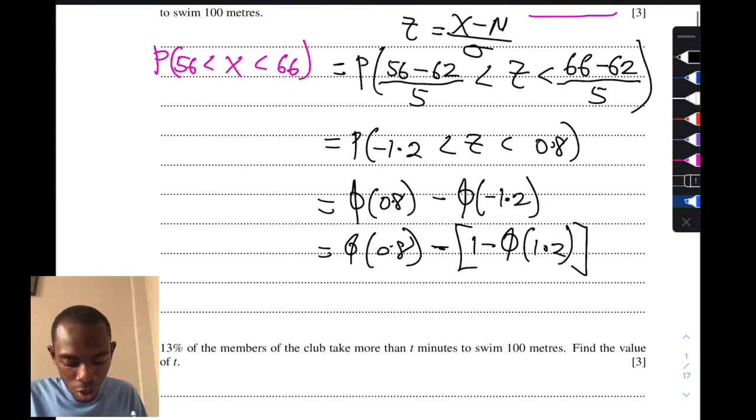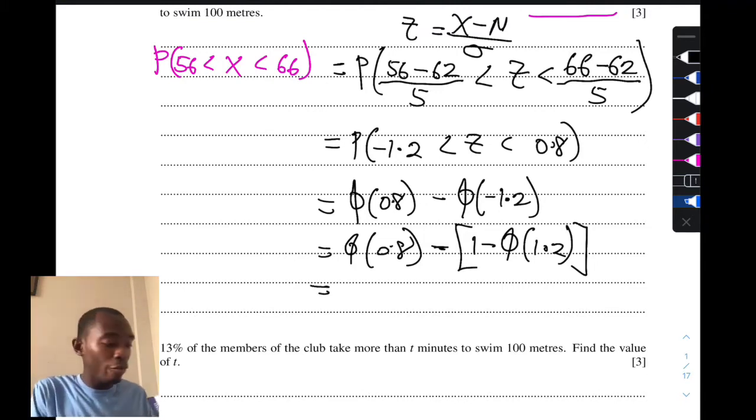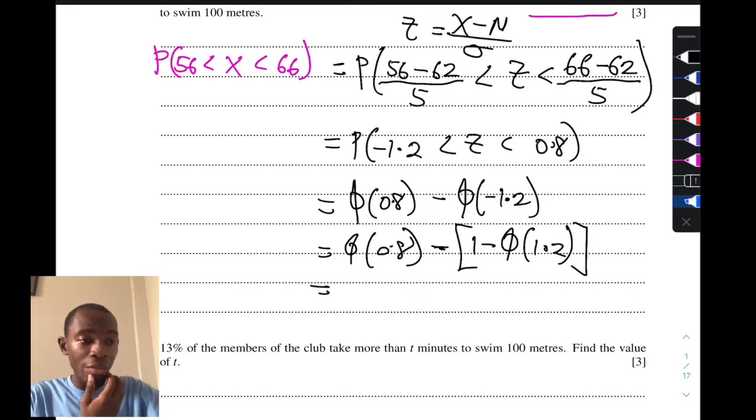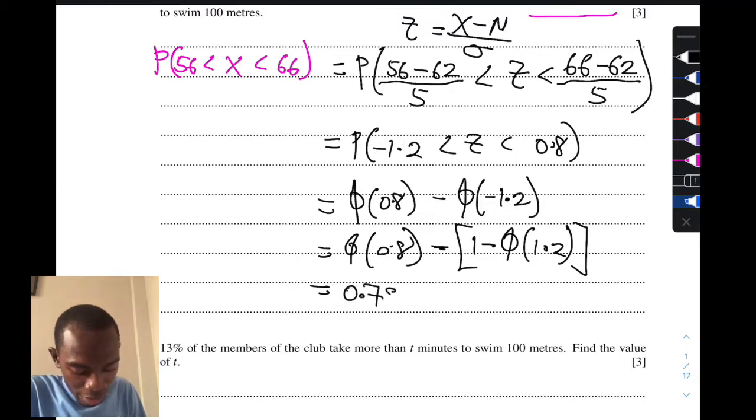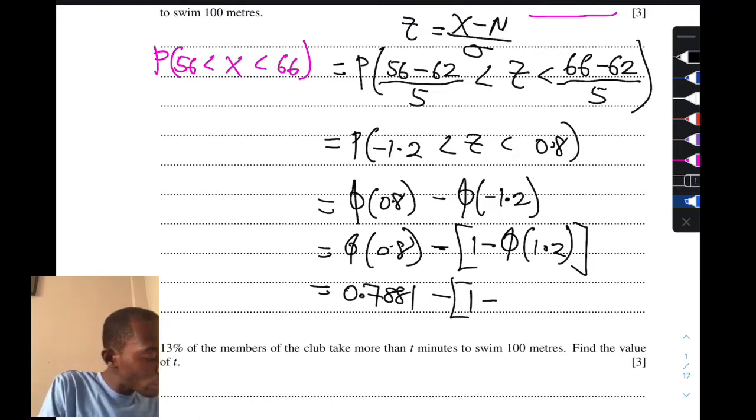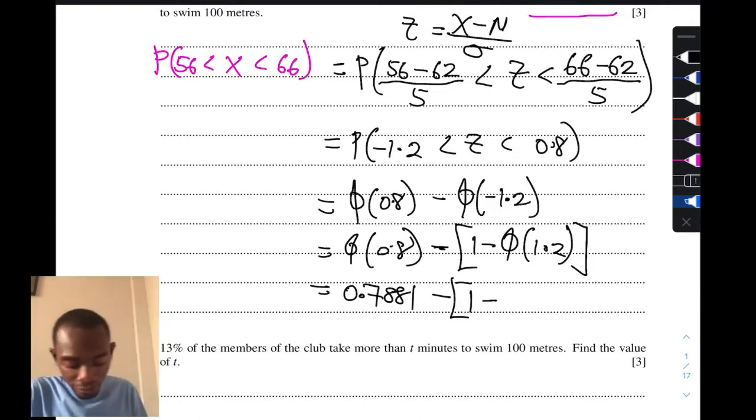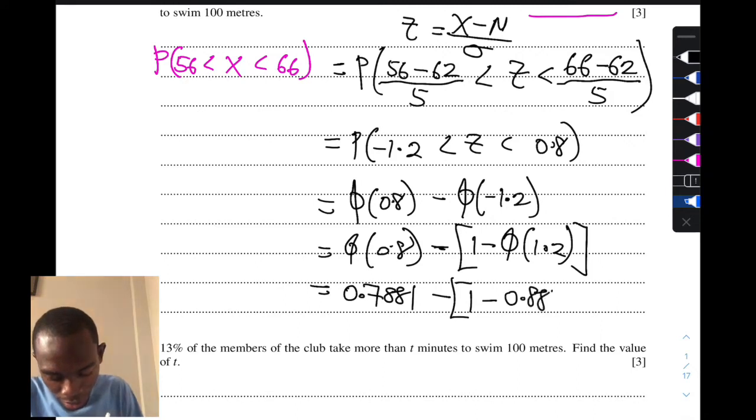Okay, so at this stage what you can do is grab the Z table from your MF19 formula book. It will be provided by Cambridge, so don't worry about it. And if you don't have a copy, I'll link it in the description so that you can easily access it. So phi of 0.8 is actually 0.7881, minus 1 minus, now phi of 1.2 is 0.8849. Okay, so let's do this.